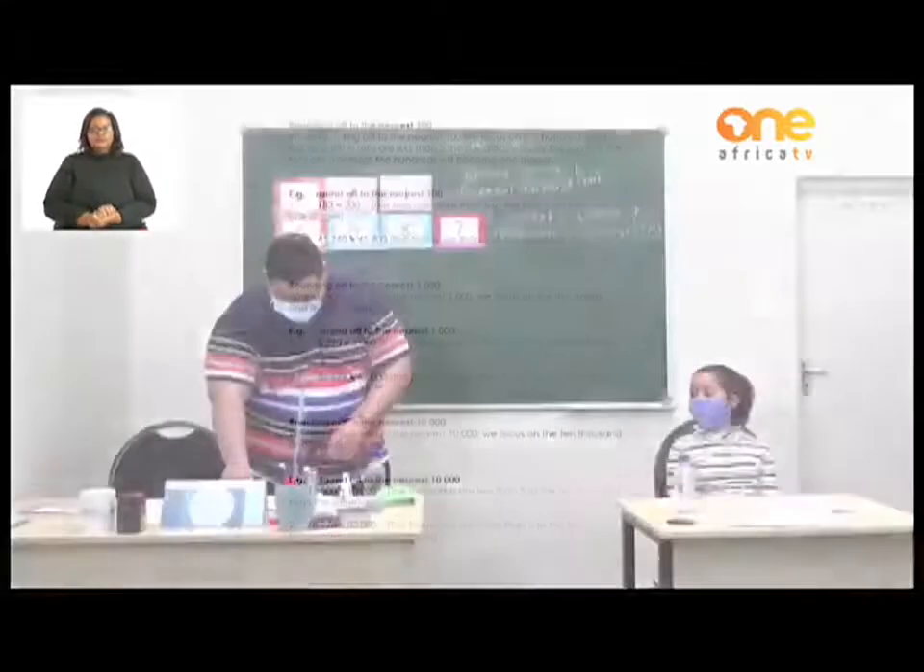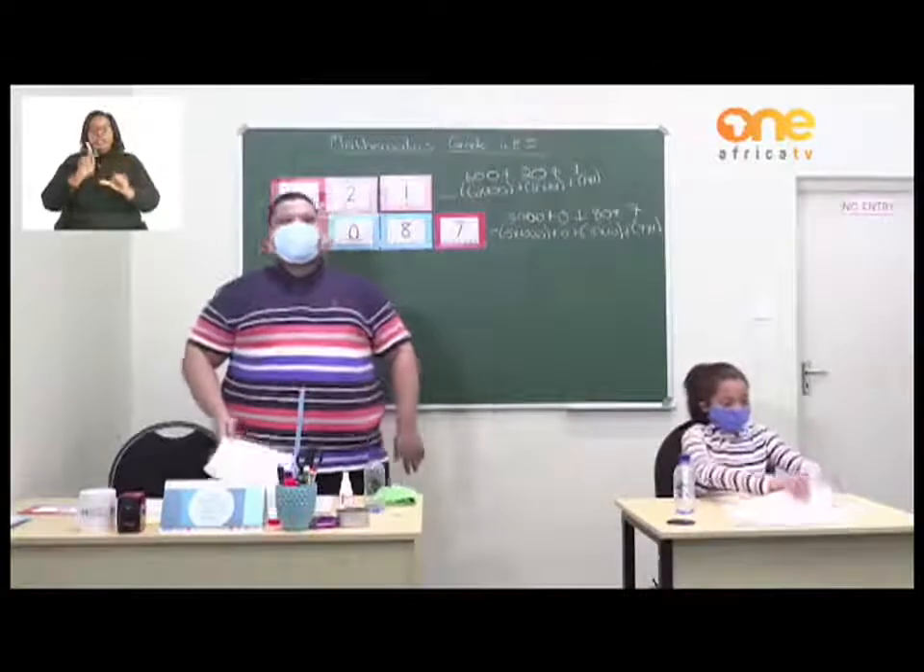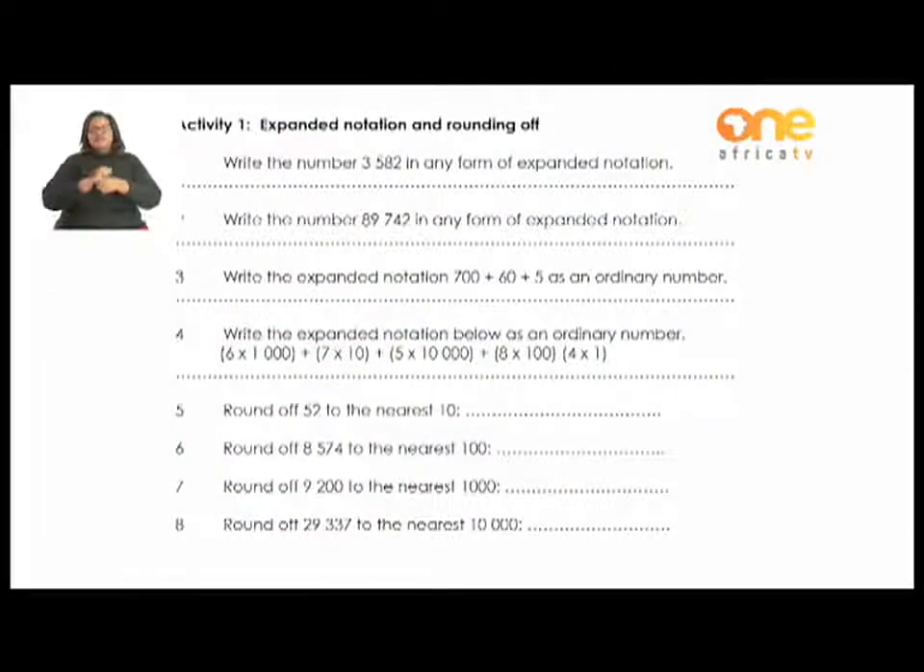Now, boys and girls, if we turn to page 25 of our book, we will see there's a really nice activity for you guys to do. The activity is based on expanded notation and rounding off. Number 1, write the number 3,582 in any form of expanded notation. Remember, we did 2 forms. Number 2, write the number 89,742 in any form of expanded notation.